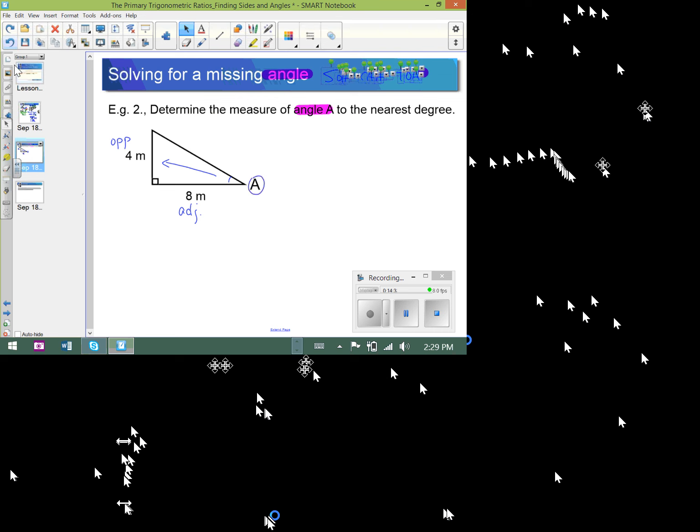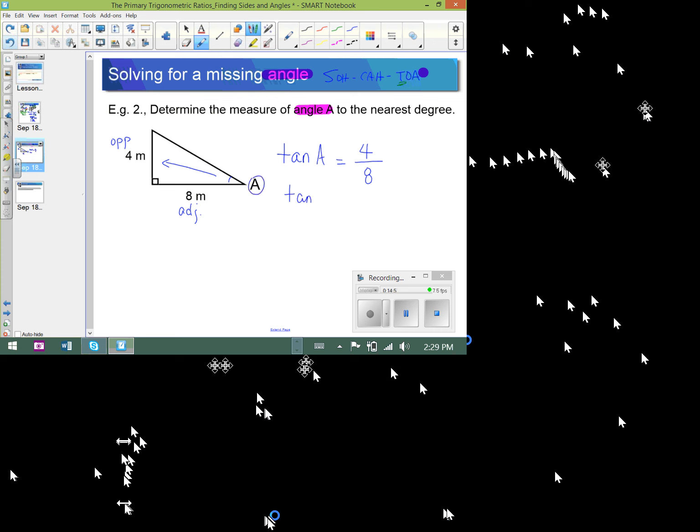Looks like I've changed the script on that. Okay, there we go. So it is this one here, TOA, tangent. So let's set up a ratio. We're going to call that the tan of the unknown angle A is equal to opposite, which is 4 over 8. Okay. And here you can see that's a very nice fraction.